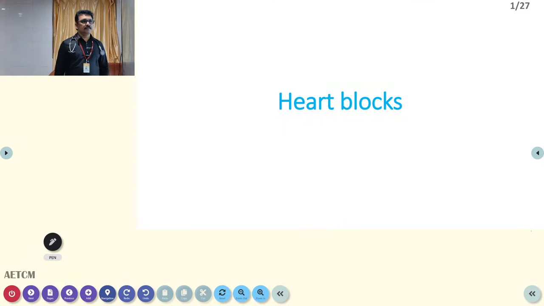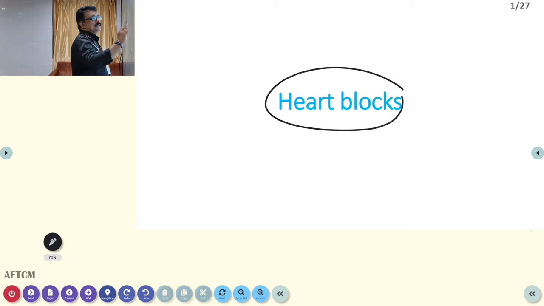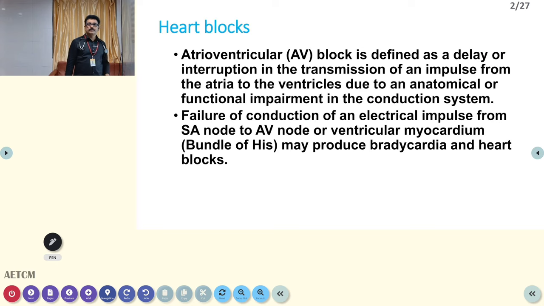Today, as part of ECG learning, we'll talk about heart blocks. First degree, second degree, third degree, different types of heart blocks.